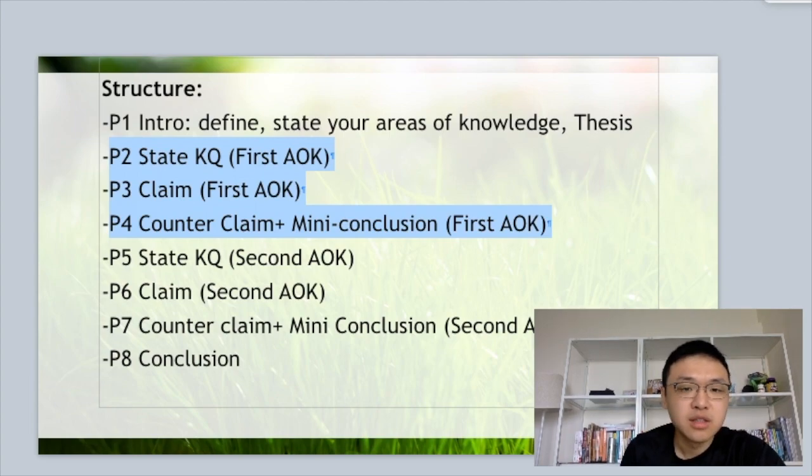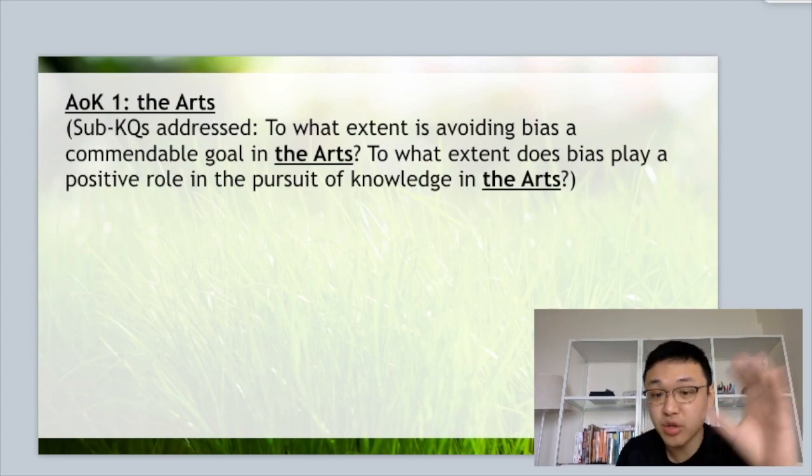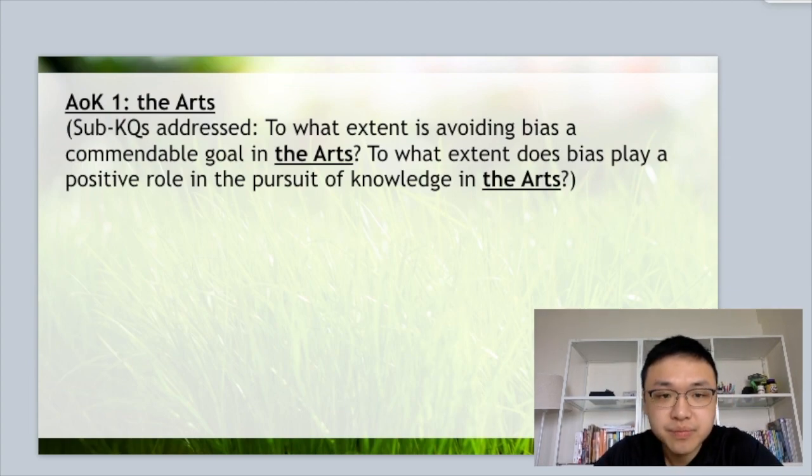Let's look at the knowledge questions first. The knowledge question obviously links to the essay prompt, but you just focus on an area of knowledge. If I were writing this essay, I would say the first area of knowledge to be focused on is the arts. The knowledge question that will be answered is, to what extent is avoiding bias a commendable goal in the arts, and to what extent does bias play a positive role in the pursuit of knowledge in the arts?